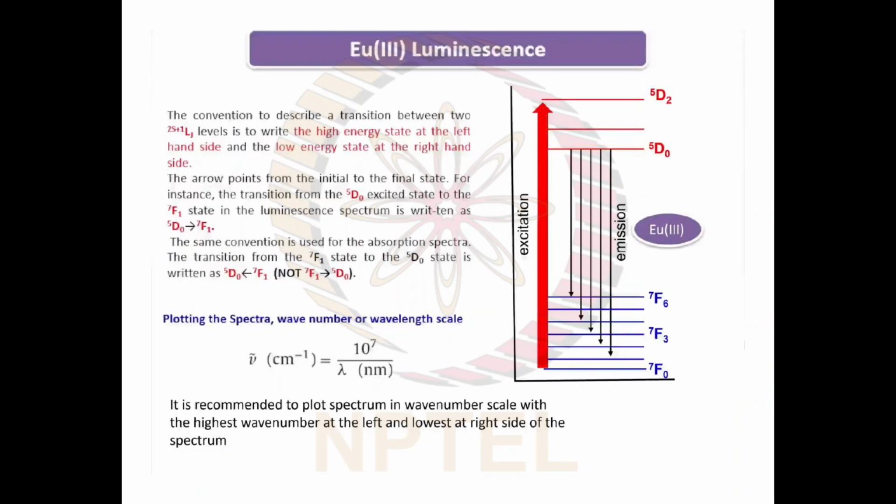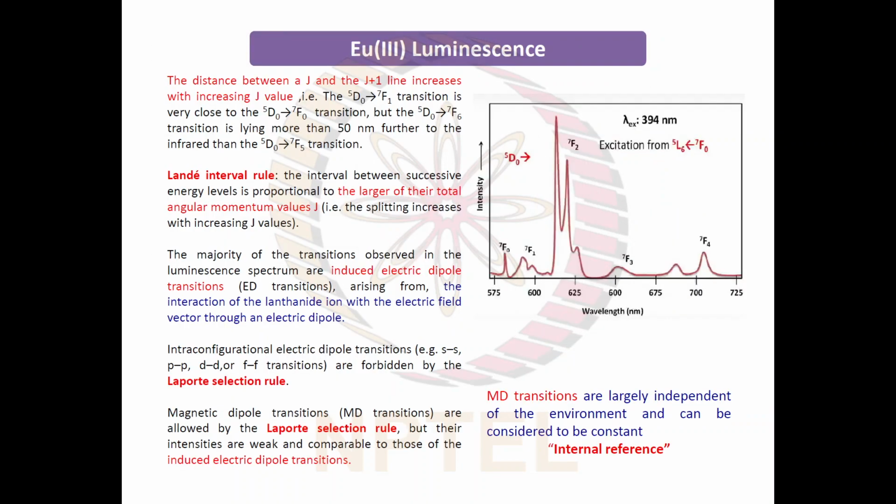Going further, when plotting a spectrum on a wave number or wavelength scale, the wave number in cm-1 tends to be about 7 per nanometer. It is recommended to plot a spectrum on a wave number scale with the highest wave number at the left and the lowest at the right side of the spectrum. Now, in Eu3+ luminescence, the distance between a J and a J plus 1 line increases with increasing J value. The 5D0 to 7F1 transition is very close to the 5D0 to 7F0 transition, but the 5D0 to 7F6 transition lies more than 50 nanometers further to the infrared than the 5D0 to 7F5 transition.